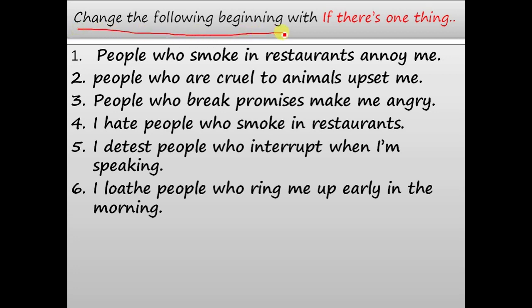Change the following sentences beginning with "if there is one thing." People who smoke in restaurants annoy me. People who are cruel to animals upset me. People who break promises make me angry. I hate people who smoke in restaurants. I detest people who interrupt when I'm speaking. I love people who ring me up early in the morning.